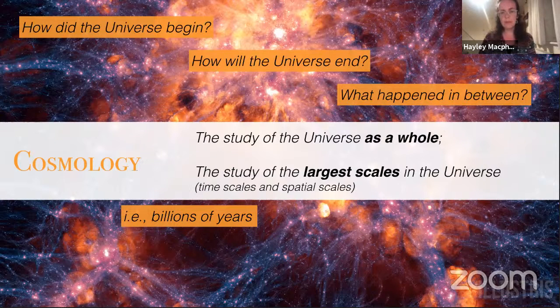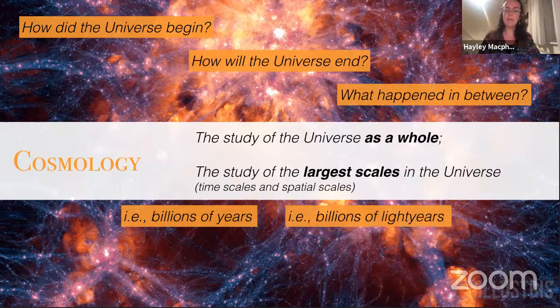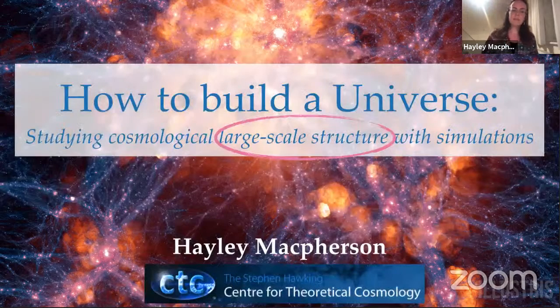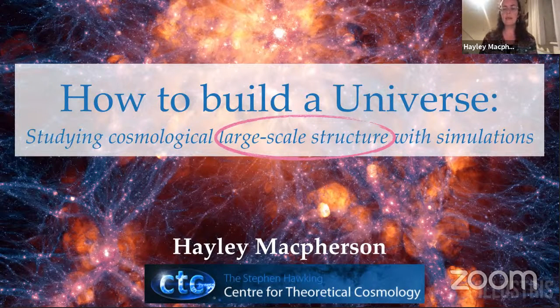So we're really capturing the entire history of the universe over these timescales. And when I say large spatial scales, I mean billions of light years, which is the distance that light travels in 1 year, which is about 9,000 billion kilometers. And one thing that cosmologists really love to study is the large-scale structure. And to explain exactly what I mean by this, let's take a look at some observations.